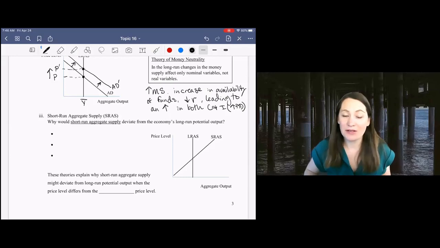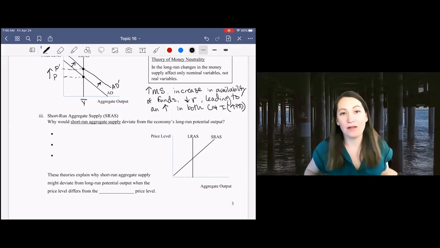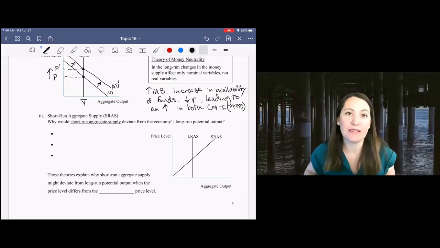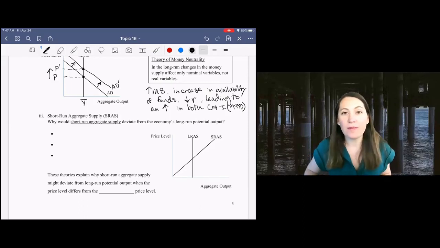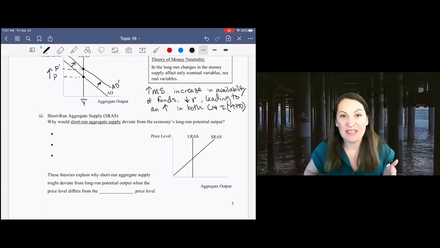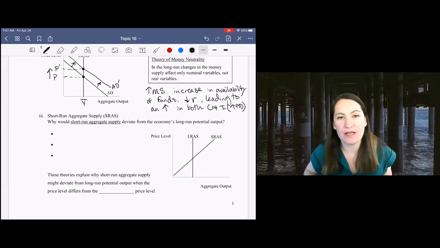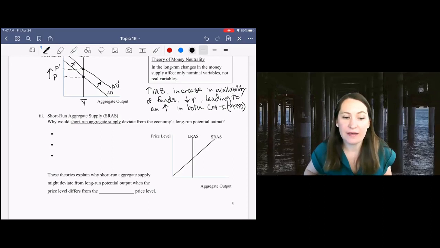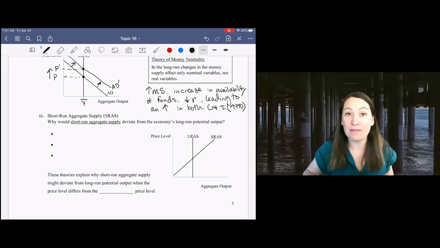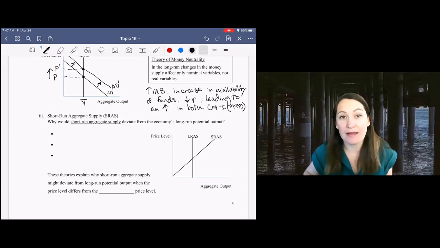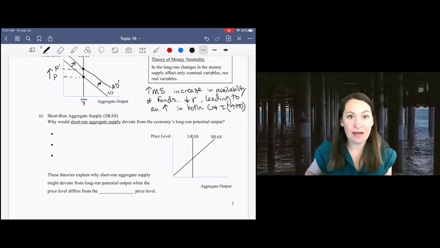One more curve to talk about in building our model of aggregate supply and aggregate demand, and that's the short run aggregate supply curve. So here we want to think about why short run aggregate supply might differ from our long run potential output when the price level is different from what we expect. Again, this should not be immediately intuitive to you that short run aggregate supply would depend on price level.